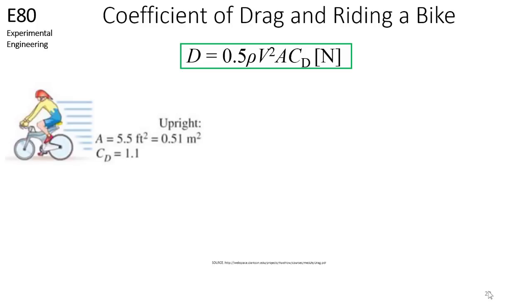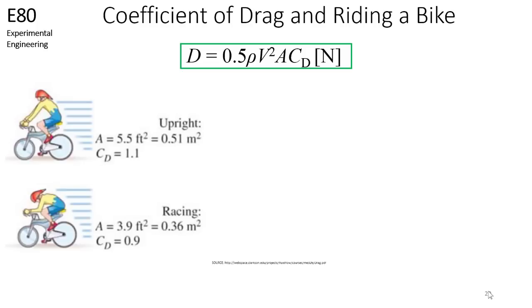If you were not in a rush, you were probably traveling at 4.47 meters per second, or 10 miles per hour. In an upright position, a typical reference area for a person is 0.51 square meters, and the drag coefficient in this configuration is 1.1.